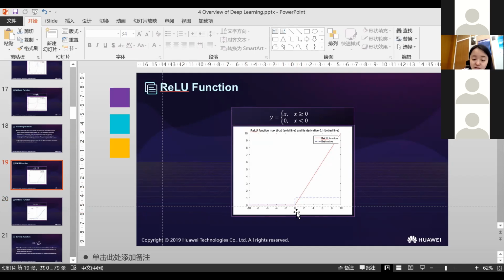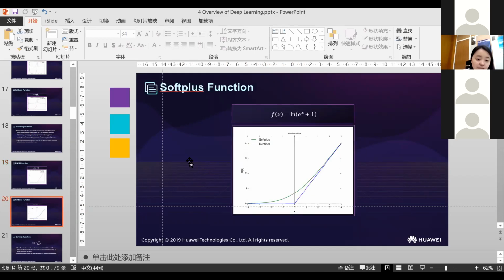So that means if your input is smaller than zero for this neuron, and now we use the ReLU function, the neuron will be dead. The output will always be zero, and the derivative will always be zero. And so we introduced the softplus function here.